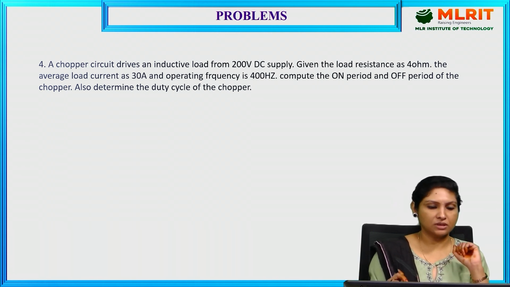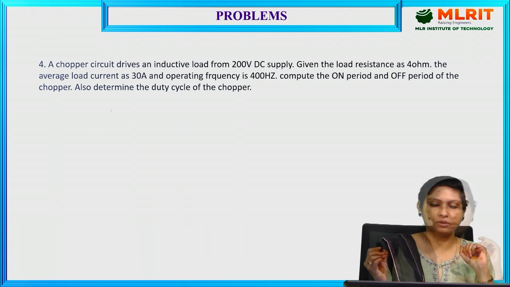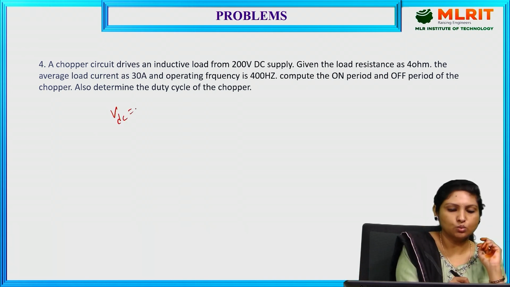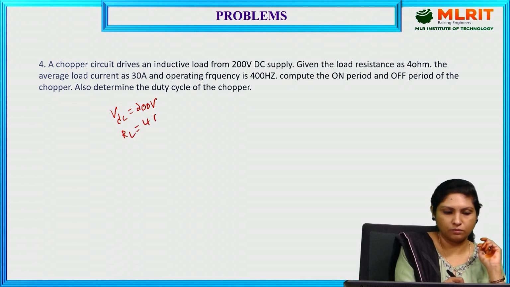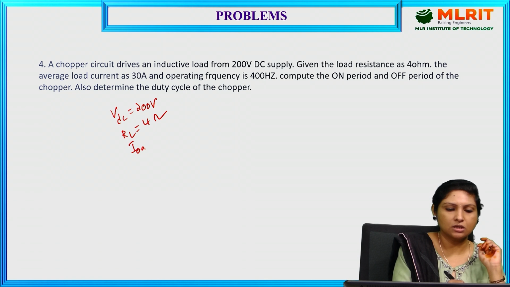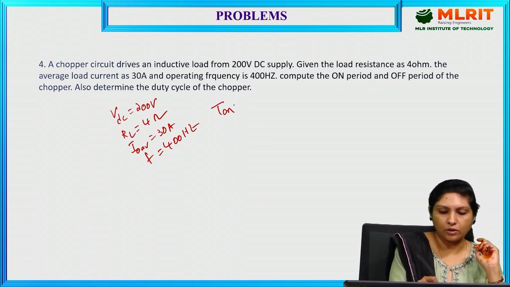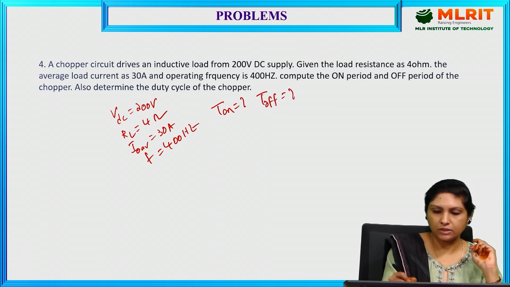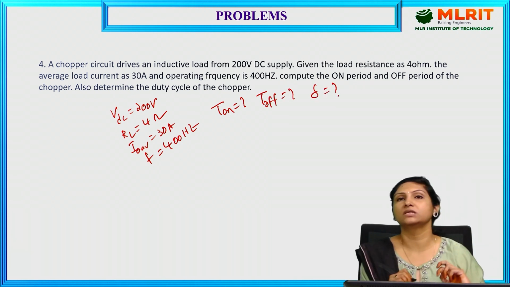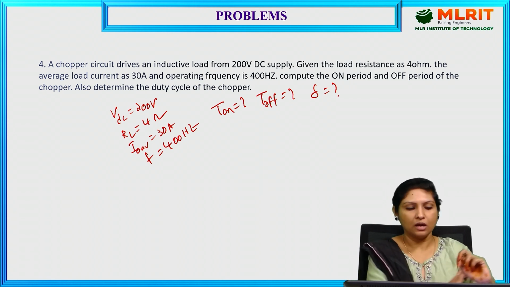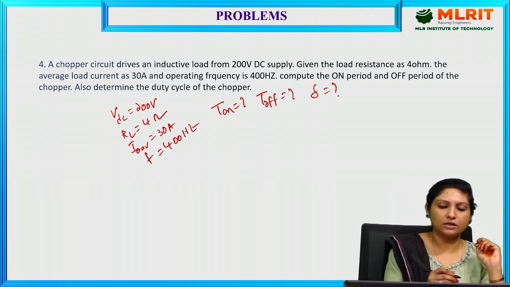So here, firstly, there is a chopper circuit. VDC is equal to 200 volts. Load resistance is given as 4 ohm, average load current is 30 amperes, and frequency is given as 400 Hz. You need to determine the on time of the chopper, the off time of the chopper, as well as the duty cycle of the chopper. These three factors need to be determined.